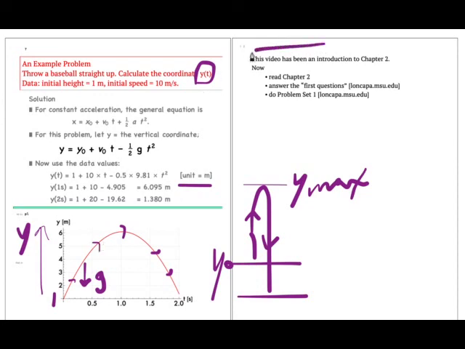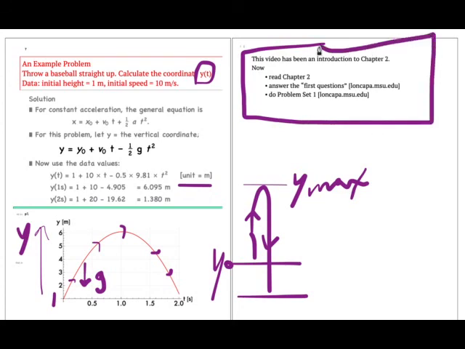Now, this video has been an introduction to Chapter 2, but only an introduction. You haven't learned everything from watching this video. It's very important to read the chapter. So read Chapter 2.